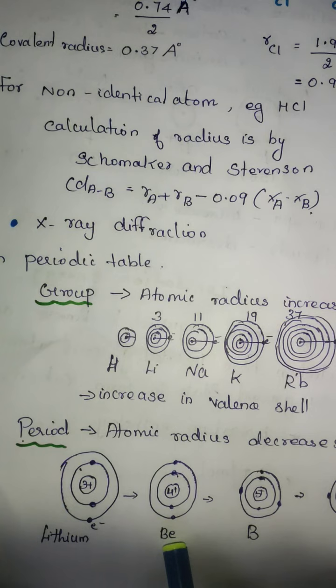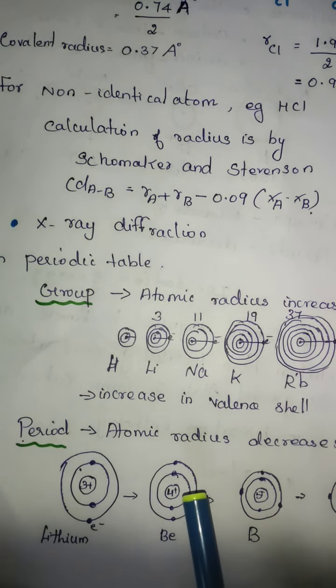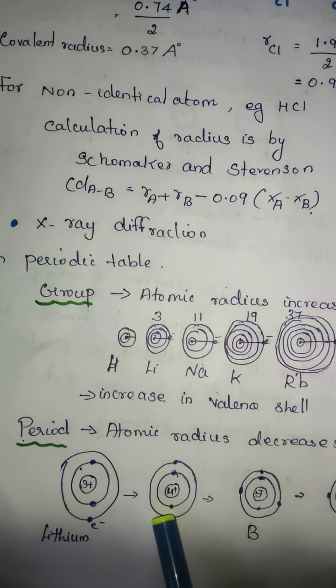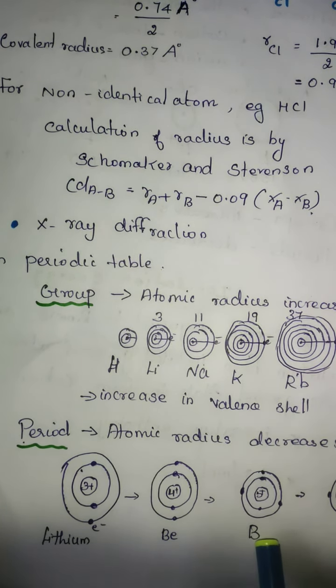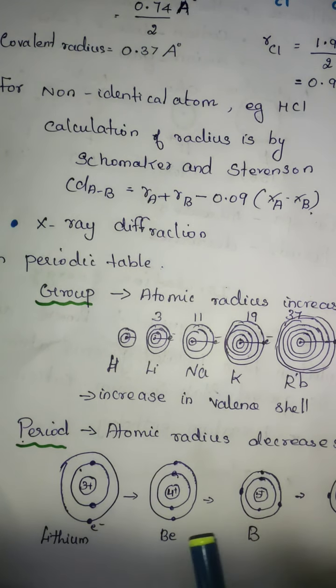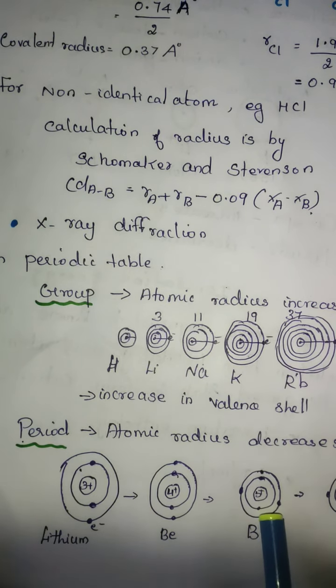Beryllium contains 4. The number of electrons has increased, am I right? And protons also increased. But the shell remains the same. Likewise, in boron, the number of shells is the same. Here 1, 2, 1, 2, 1, 2. But the proton and electron values go on increasing.